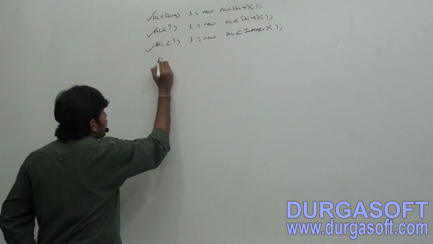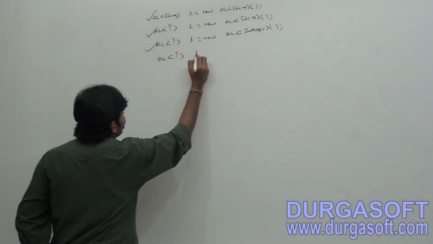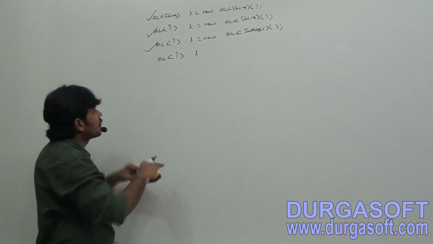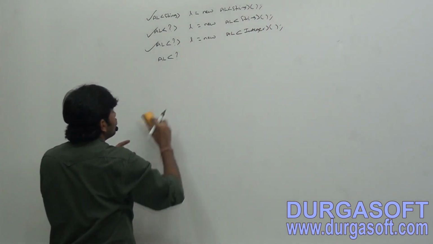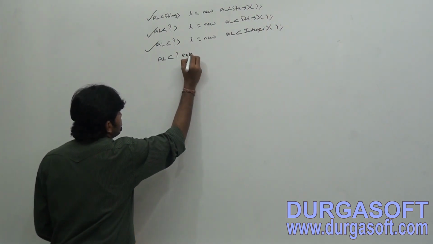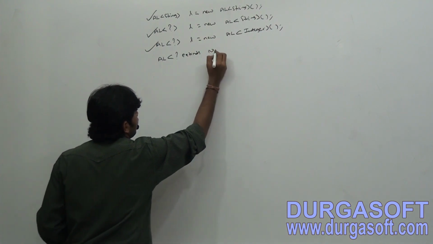Next, array list of question mark. Legend. Array list of question mark extends number.